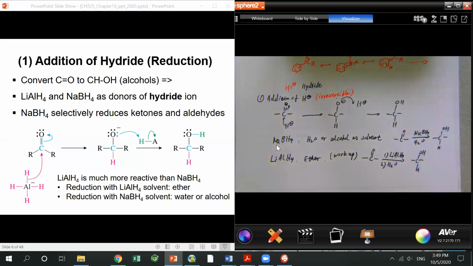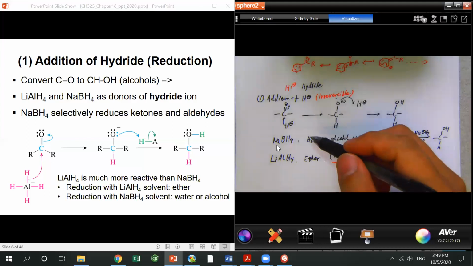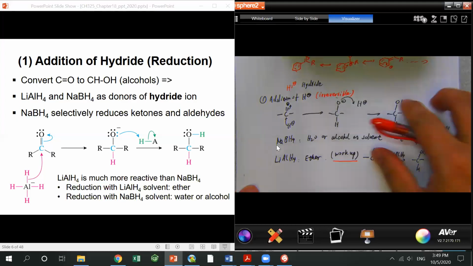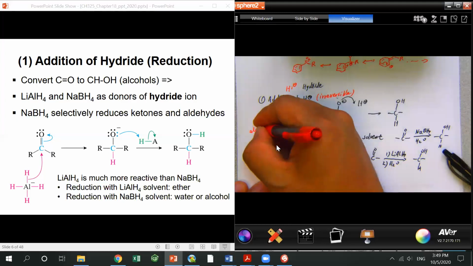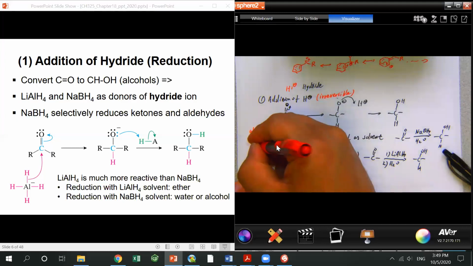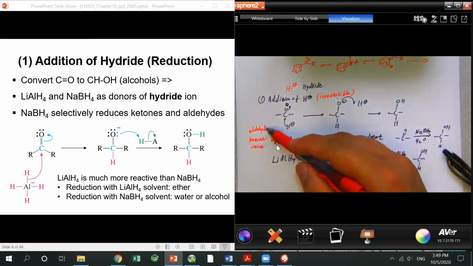So you see a little bit of difference between these two reactions. Just keep in mind that lithium aluminum hydride needs workup. Another difference is that sodium borohydride has better selectivity. It only reacts with aldehyde, ketone, and also imine. What is imine? We will learn it in the future. Just keep in mind these three compounds.